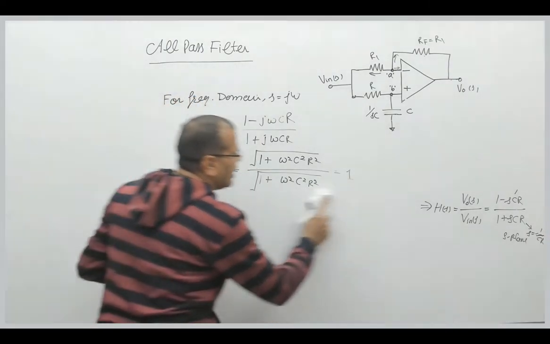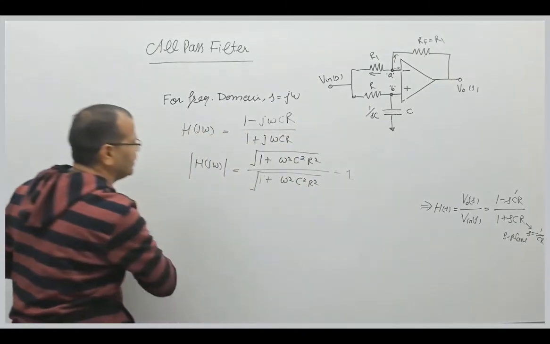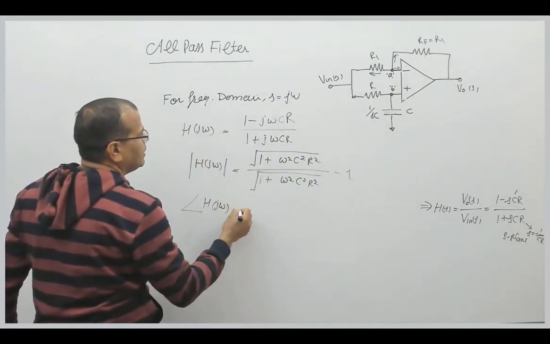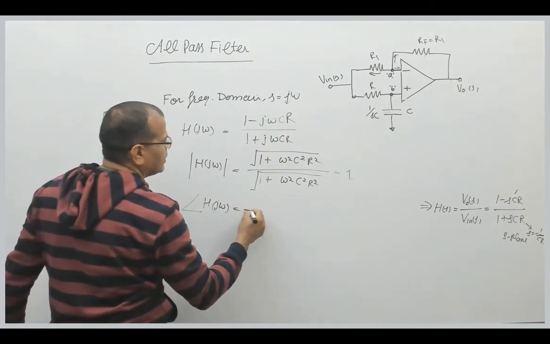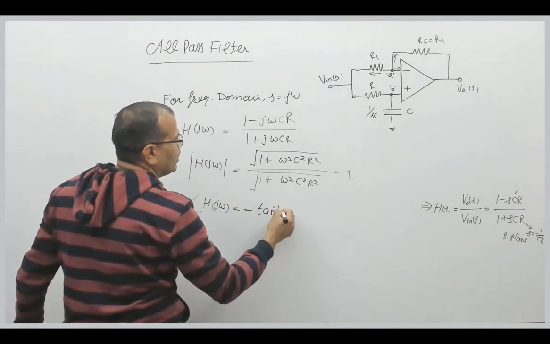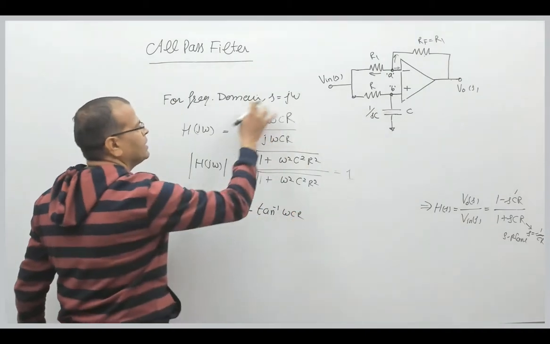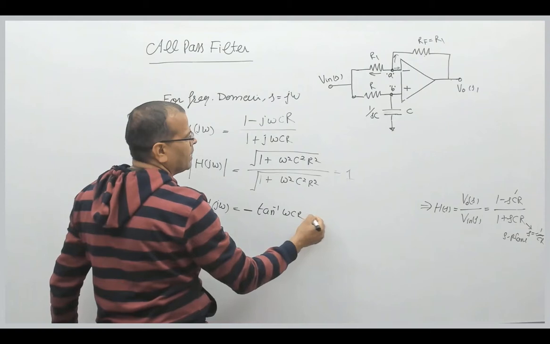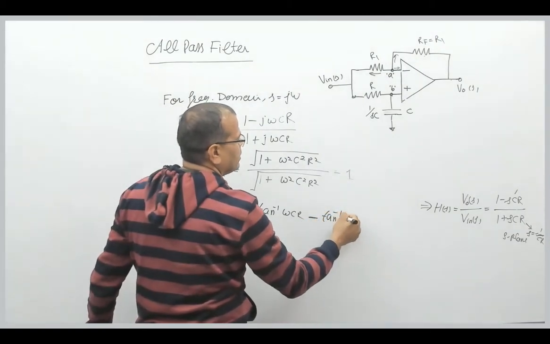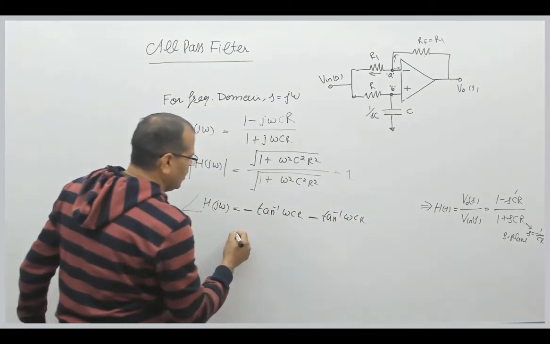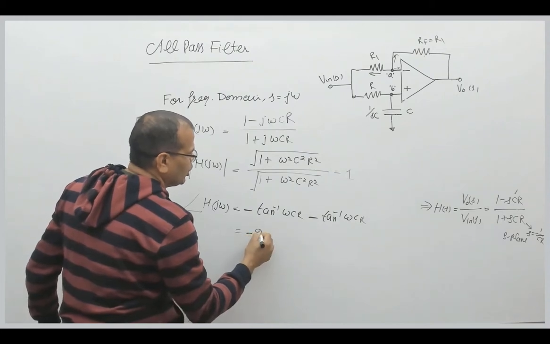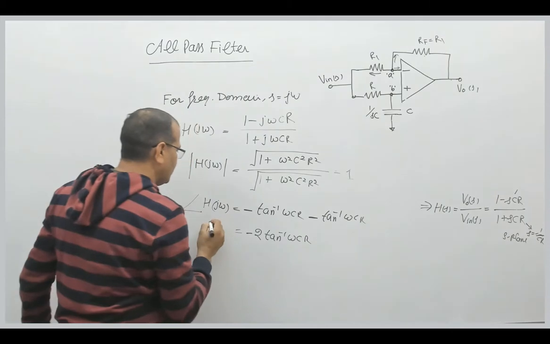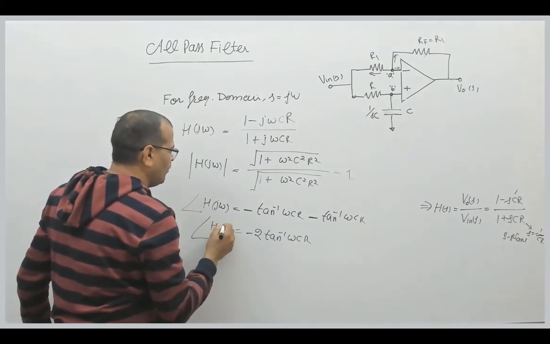So now let us see what will happen to the phase. The phase angle of the transfer function: the phase angle for the numerator is minus tangent inverse omega CR, and the phase angle for the denominator contributes minus minus tangent inverse omega CR. So this gives minus twice tangent inverse omega CR, right? That is the phase angle of this.